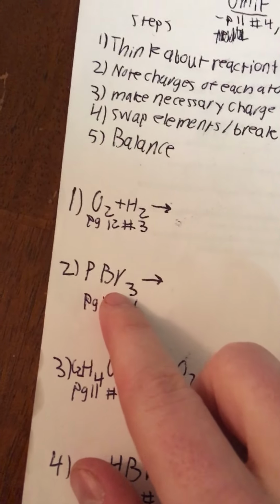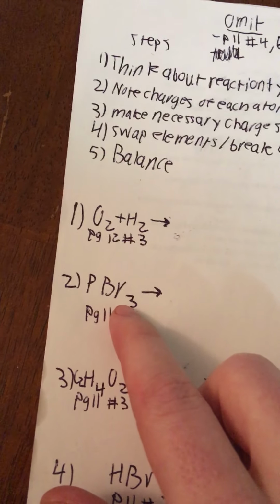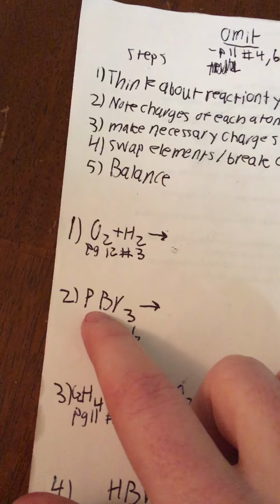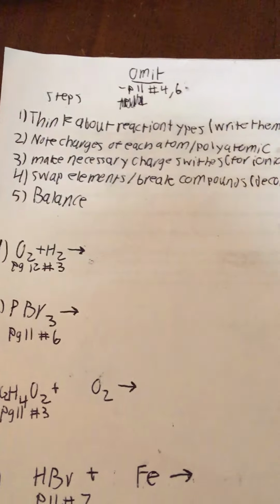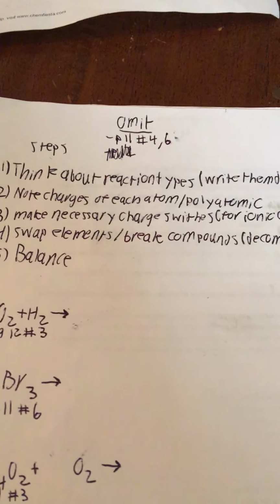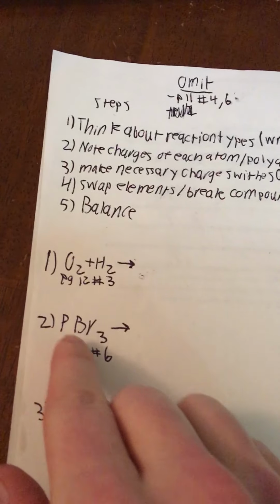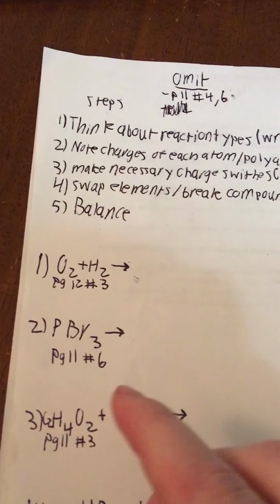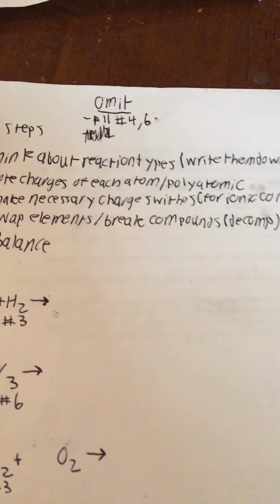If I'm looking at this right here, PBr3, this is a covalent bond because phosphorus and bromine are both nonmetals. We have this 3 right here, so we know that the charge on phosphorus is going to be 3. We're going to make a note of that and remember it. The next thing you're going to do is make the necessary charge switches for ionic compounds, meaning you're going to cross them up right here, like it's done in the problem for you.